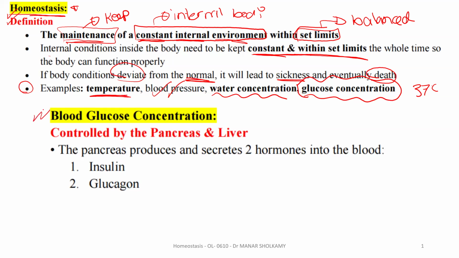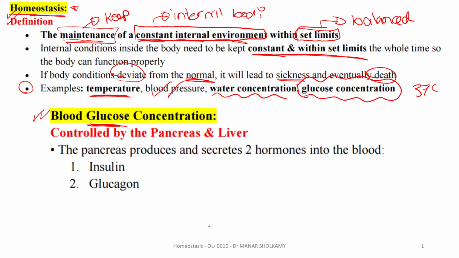We will study the glucose concentration in detail, and this is exactly what I will start with. Now, first, we want to study how the body maintains glucose levels. In other words, glucose levels always have to be within set limits, always balanced, always constant. Too much glucose is the problem and very little glucose is the problem. Now, the glucose levels in the body are controlled by two hormones. Who can tell me the names of these two hormones? We already studied one of them in the lesson digestion.